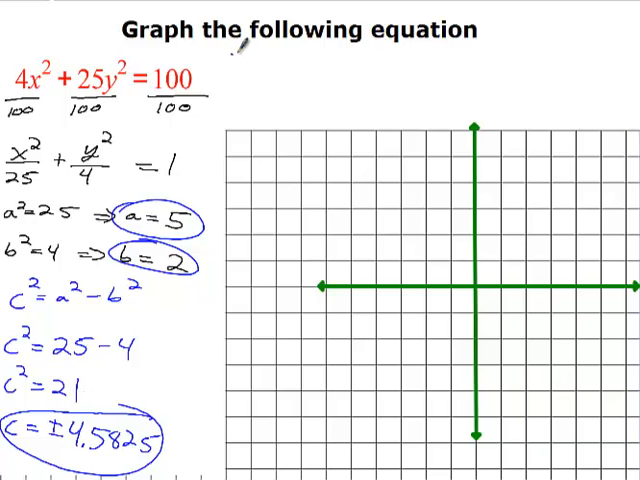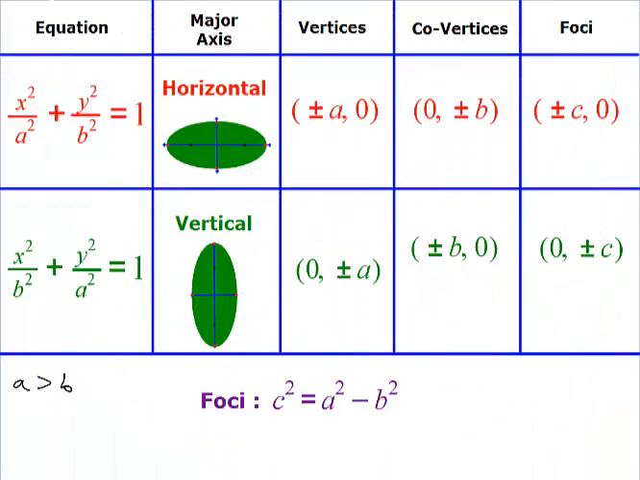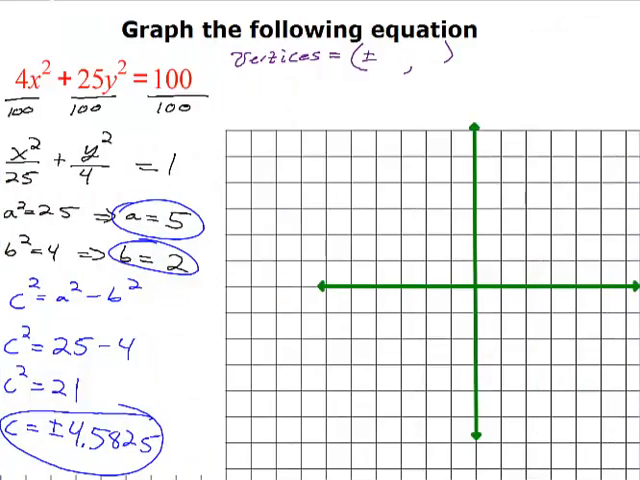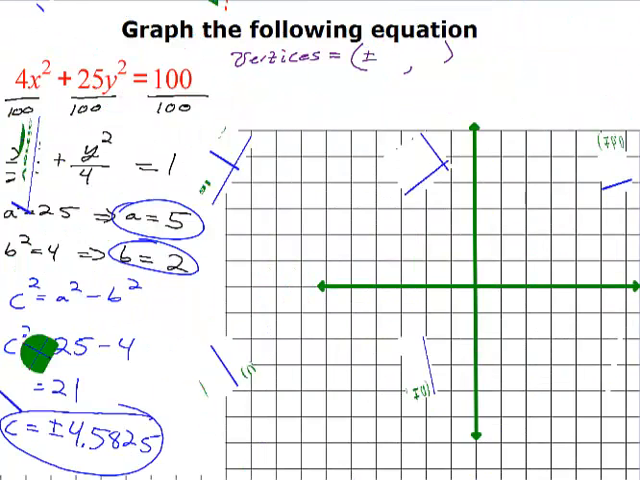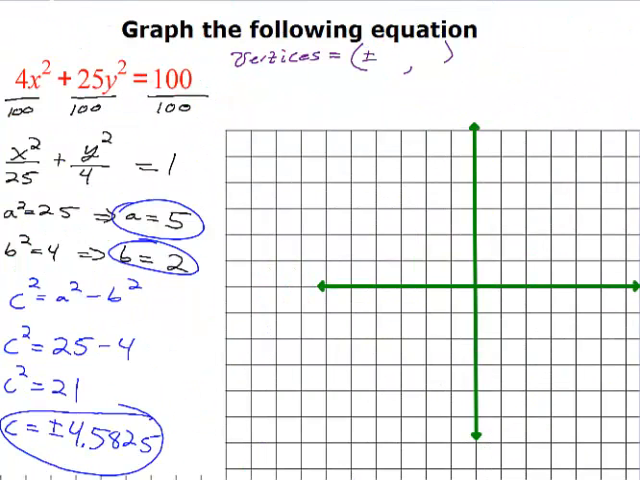Okay, so up first are my vertices. Spelled with an I, right? Sorry, I'm bad with words. Yeah, okay. You come over here, right? Our vertices are located at plus or minus A, 0, right? Everybody okay as to why we're using the top equation? Right, because A was under the x squared, right? So what's my A value again? 5. So my vertices are at plus or minus 5, 0.